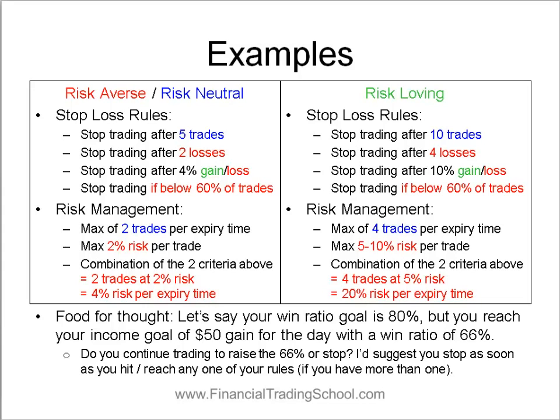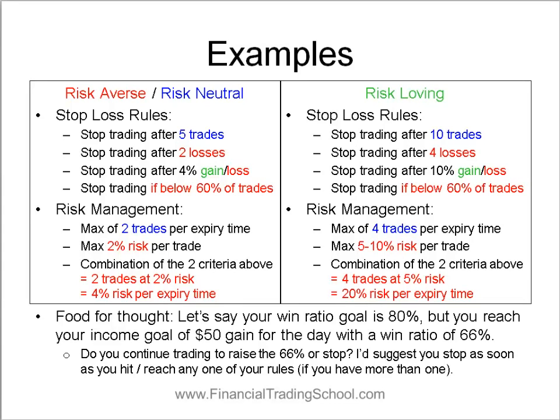Then for risk management, you might have a max of 2 trades per expiry time, or you have a max of 2% risk per trade. Then also you can have a combination of the 2 criteria above, so something like 2 trades at 2% risk, which means you have a total of 4% risk per expiry time. So just double these numbers for the risk-loving people.